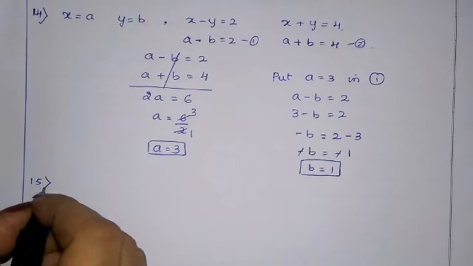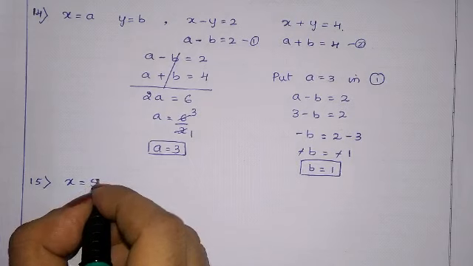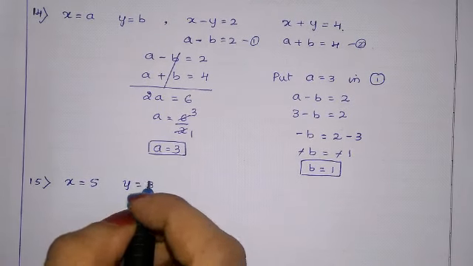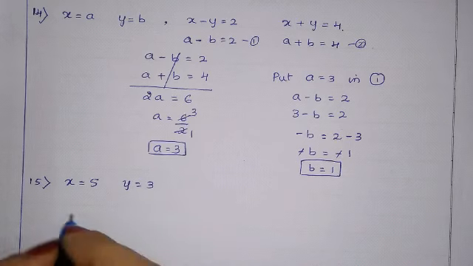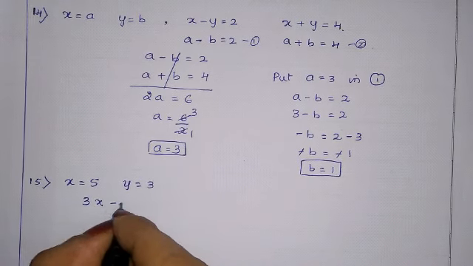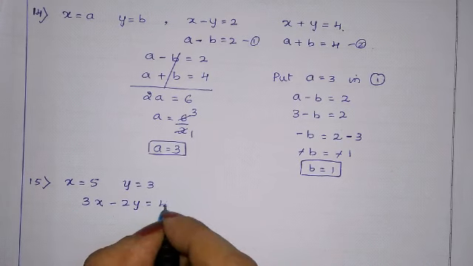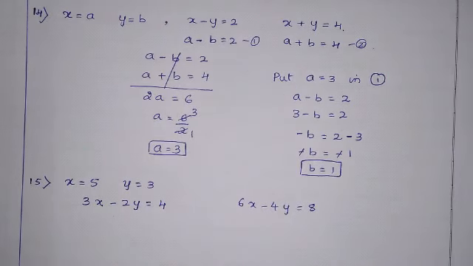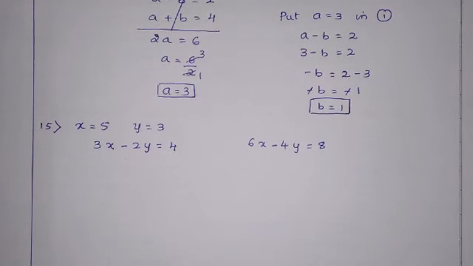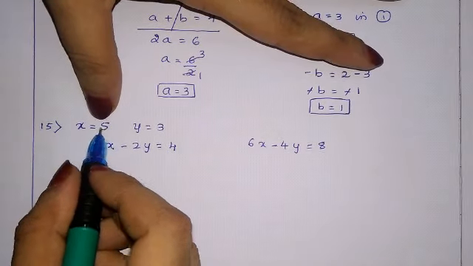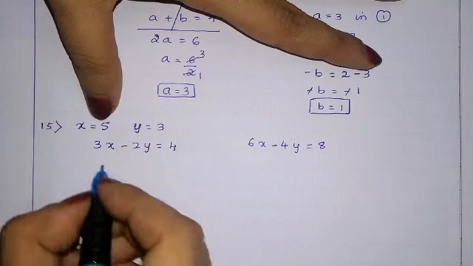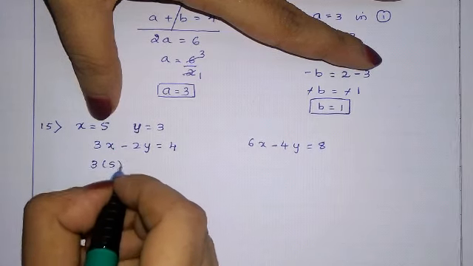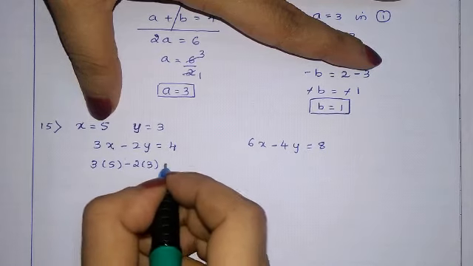Given question 15, x = 5 and y = 3. We should prove this is not a solution of the equations 3x - 2y = 4 and 6x - 4y = 8. In your previous years, like in 9th standard, you have learned what is a solution and what is not a solution of an equation. Let us check now. In place of x we put 5 and in place of y we put 3. 3 into 5 minus 2 into 3 equals 4.